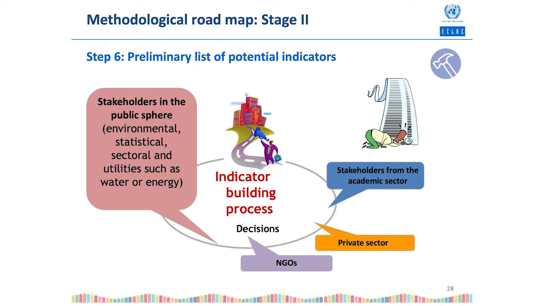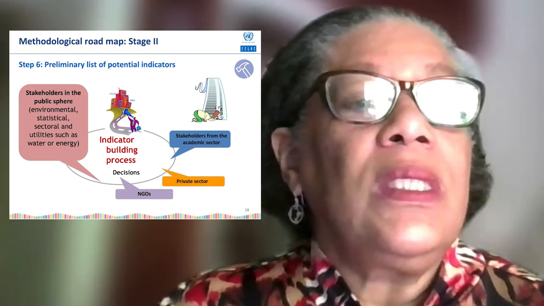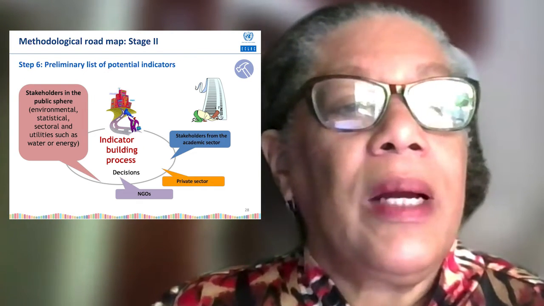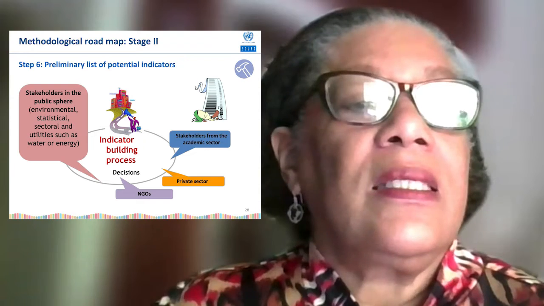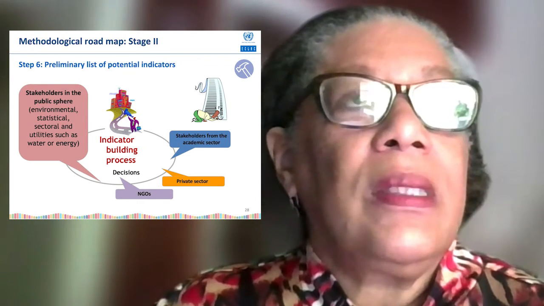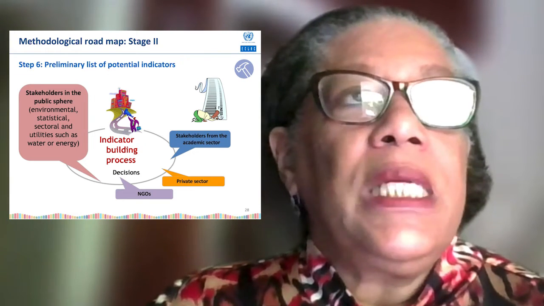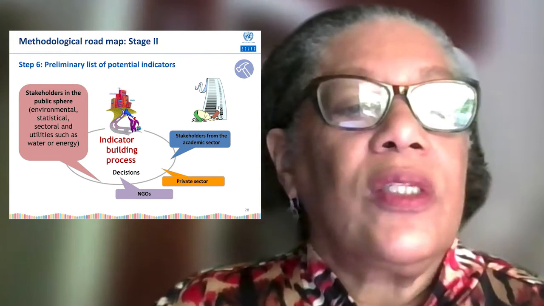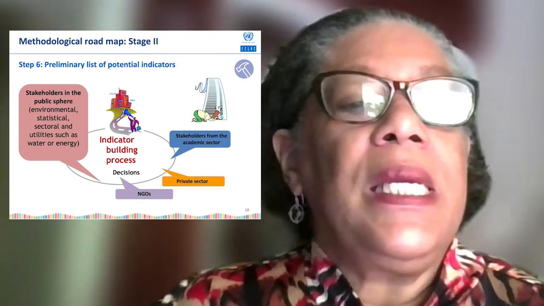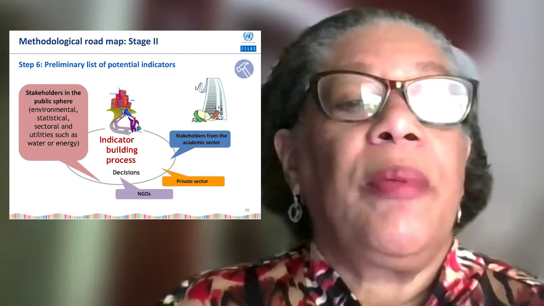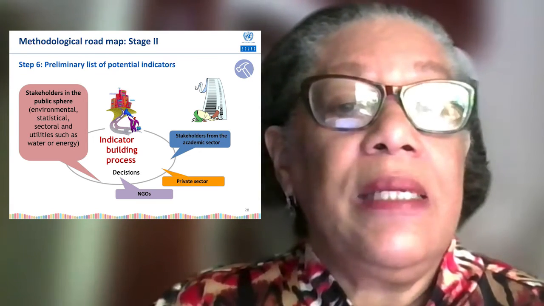Okay. So under the methodological roadmap, stage 2, step 6 is a preliminary list of potential indicators. So meeting with stakeholders in the public arena, we would look at those that deal with environmental, statistical, sectoral, and utility data. Those would include water, energy, transport, and so on. So under the indicator building process, we would come to decisions that would be decided by NGOs as well, and the private sector, as well as from academia.